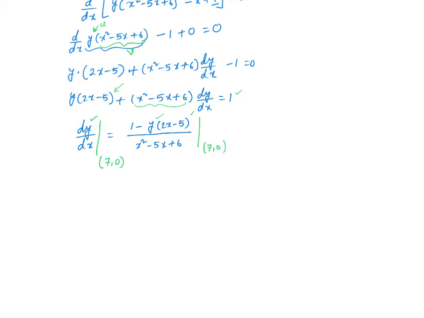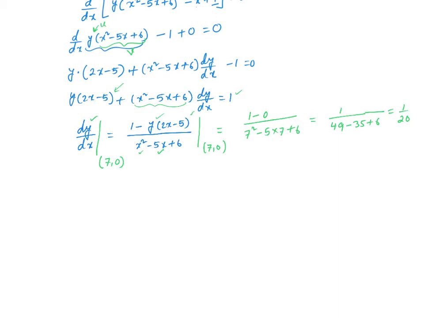So my derivative, or the slope at that point, is going to be 1 minus 0. Y is 0, so it's going to be 0 times something, which gives me 0, divided by x is 7, so it's going to be 7 squared minus 5 times 7, because 5x, right? x squared minus 5x plus 6. So that's going to give me 1 over 49 minus 35 plus 6. So that's going to give me the slope to be 1 over 20. So the slope at that point is 1 over 20.